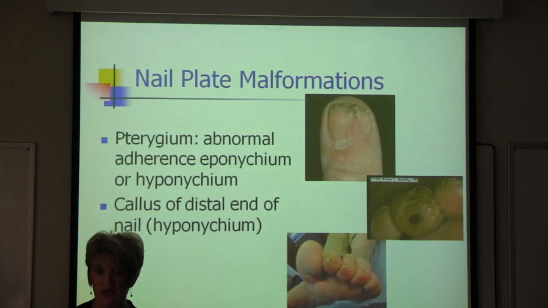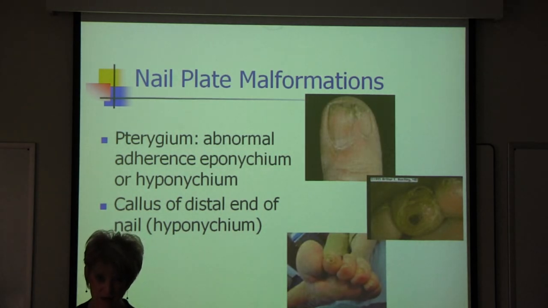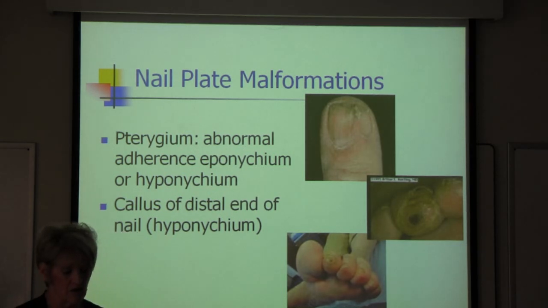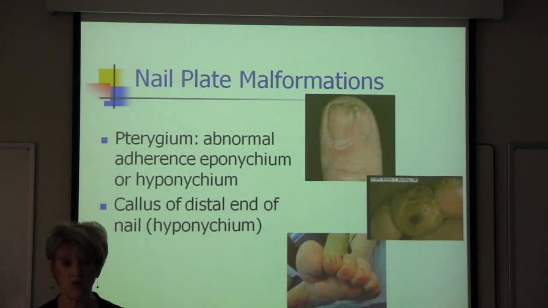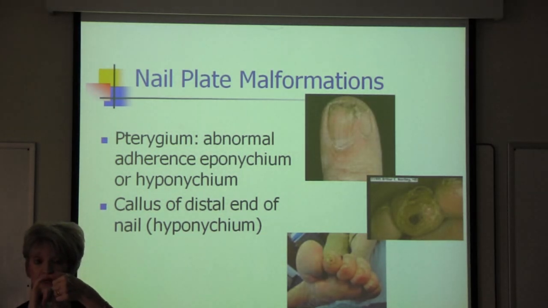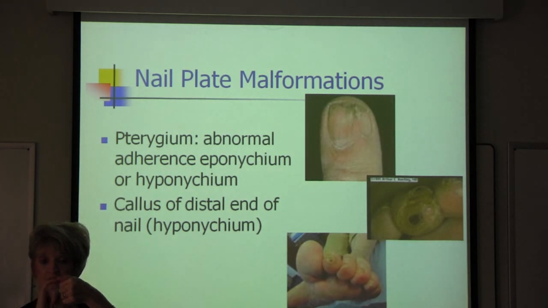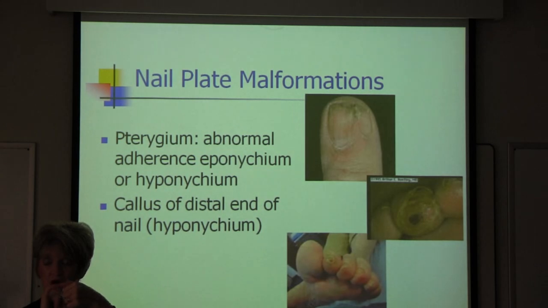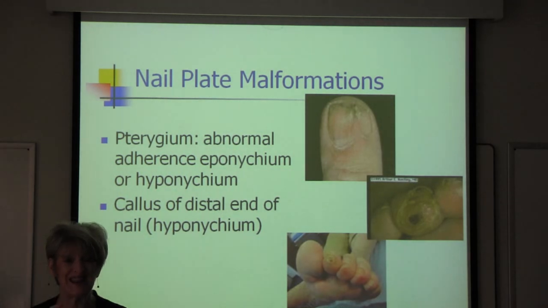Pterygium is when there's abnormal adherence between the nail and the skin, either at the proximal end of the nail or the distal end of the nail. When you're evaluating the free nail border, you should be able to take an orange wood stick or a spatula and slide it underneath that free nail border. But when you have a pterygium, the nail is literally fixed to the skin, and it's very difficult to identify a free nail border, and there might be nothing to clip.